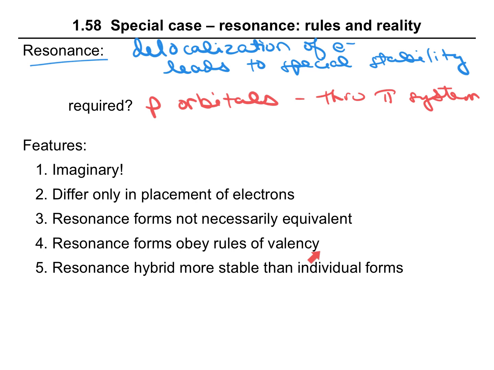Resonance forms obey rules of valency. So each resonance structure must be a valid Lewis structure even if it's not a sufficient representation of what actually exists. So, for example, we can't have 5 bonds to carbon. We still have to remember that carbon likes 4 bonds and oxygen likes 2 bonds and hydrogen likes 1 bond. We still have to have the correct number of electrons overall. So our individual resonance structures or resonance forms must be good Lewis structures.